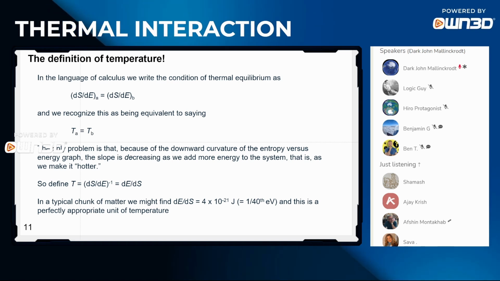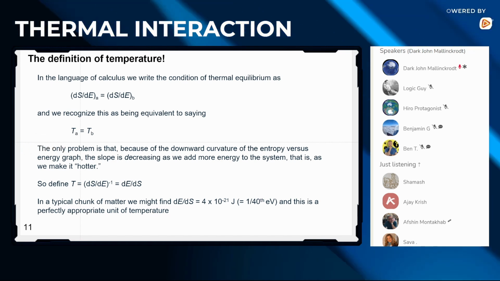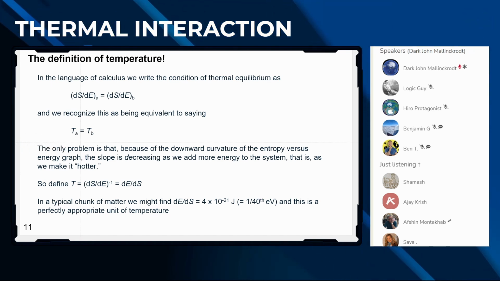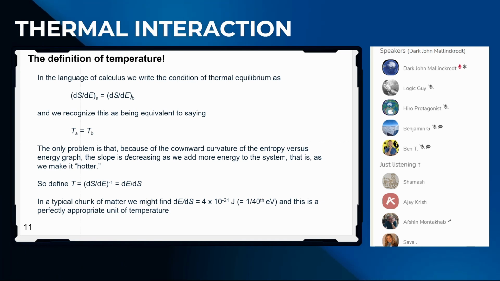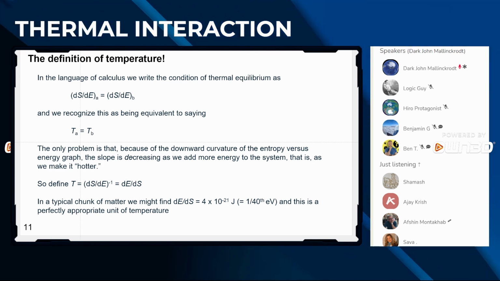And the only problem with what I've written at the top is that because of the downward curvature of the entropy versus energy graph, the slope dS/dE, that thing that I wrote at the top of this page, is getting smaller as we add more energy. As we add more energy to a system, the slope of that curve gets smaller, not larger. So we can't identify the slope as the temperature.